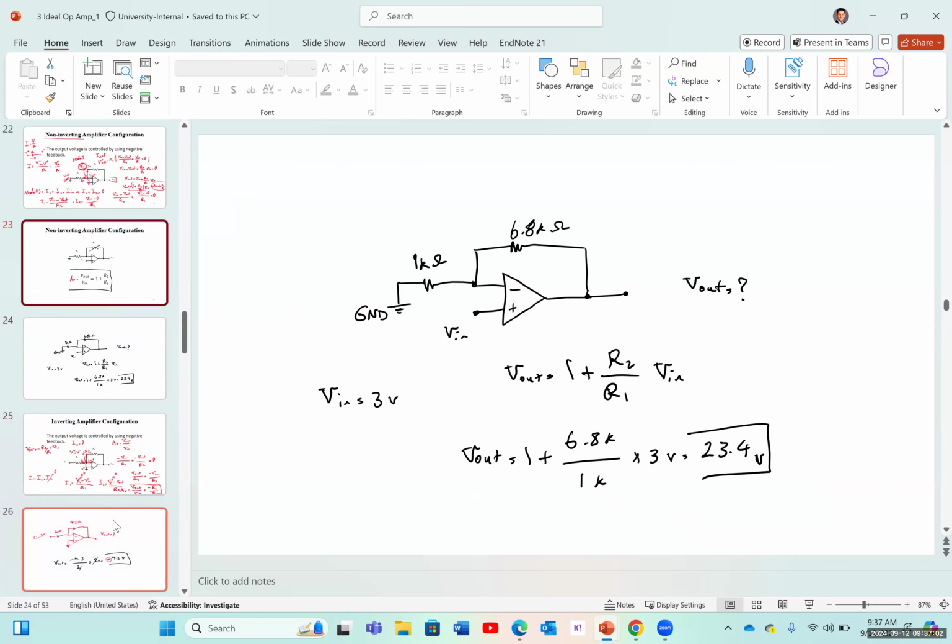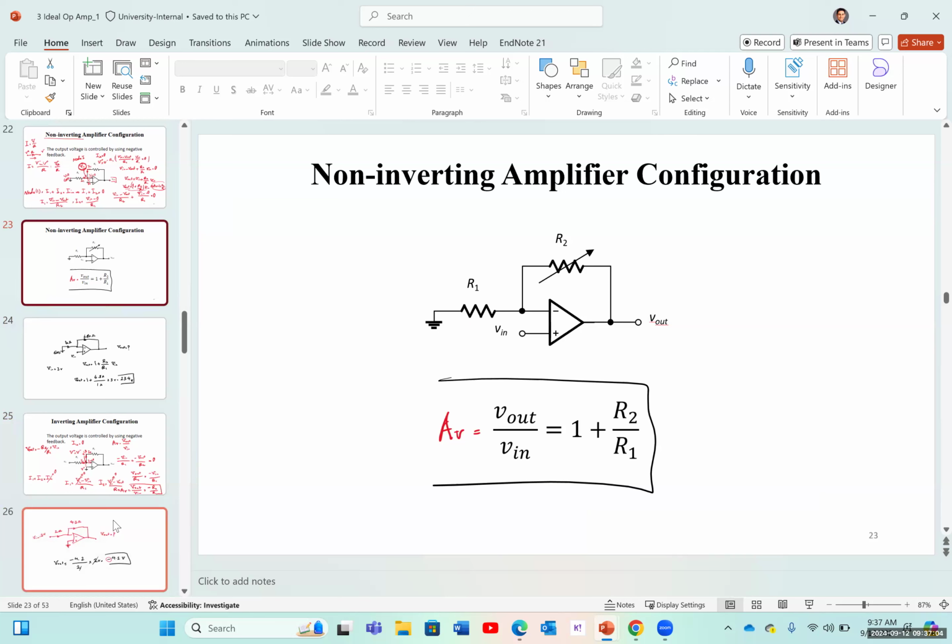For a non-inverting amplifier, the gain V out over V in would be 1 plus R2 over R1. In a non-inverting amplifier, the input voltage is connected to the positive input, or the non-inverting input, and the negative input is usually connected to the ground. So if in an operational amplifier the input is given to the positive input, it's a non-inverting amplifier. And the gain would be 1 plus R2 over R1.